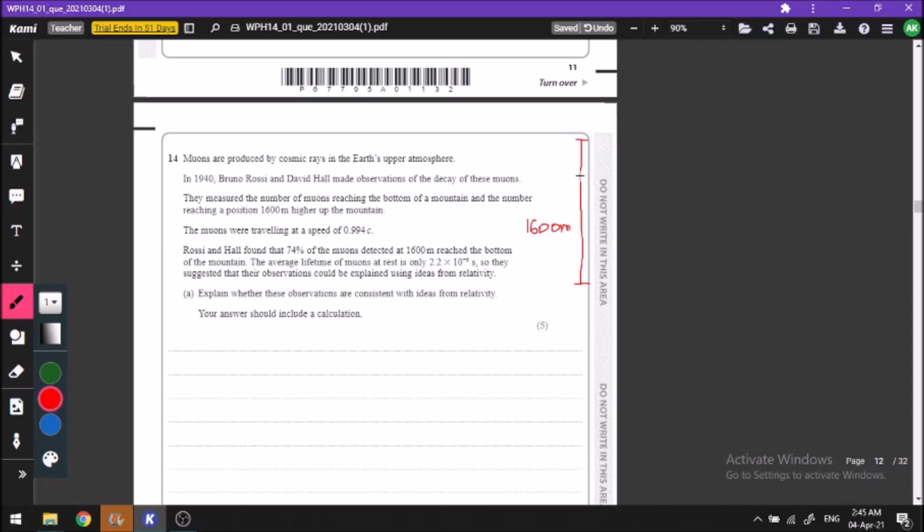Now, we have muons that are observed here and muons that are observed over here. We will see in the calculation that it should take 5.4 microseconds for the muons to travel from here to here. I'm just giving a summary of what's going to happen. It takes 5.4 microseconds for the muons to come from here to here.